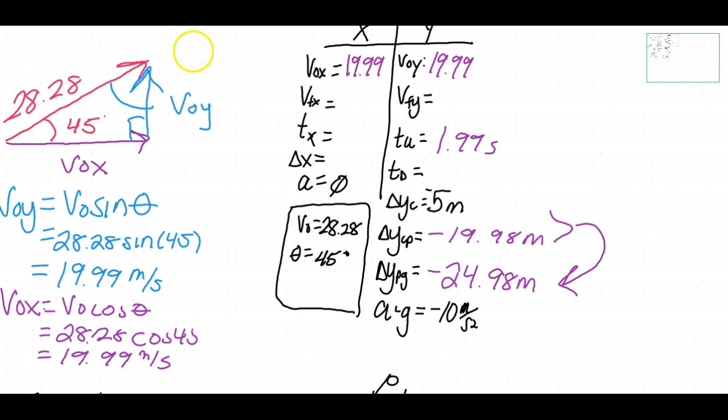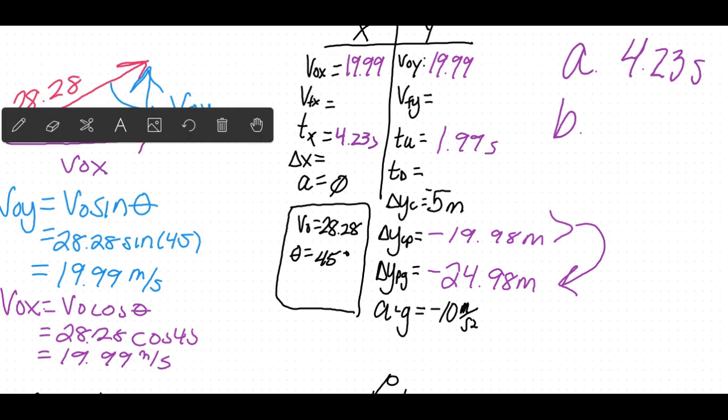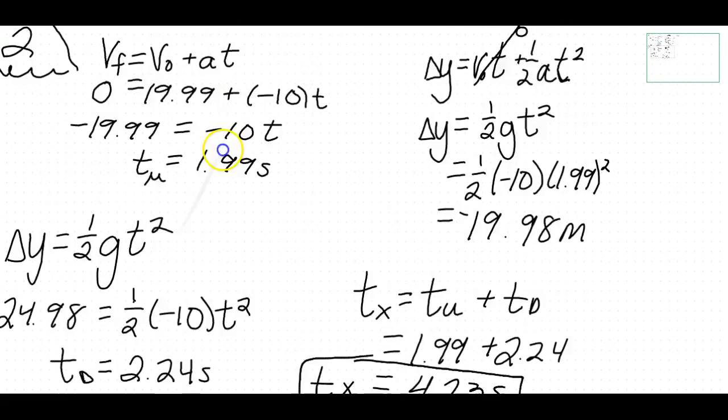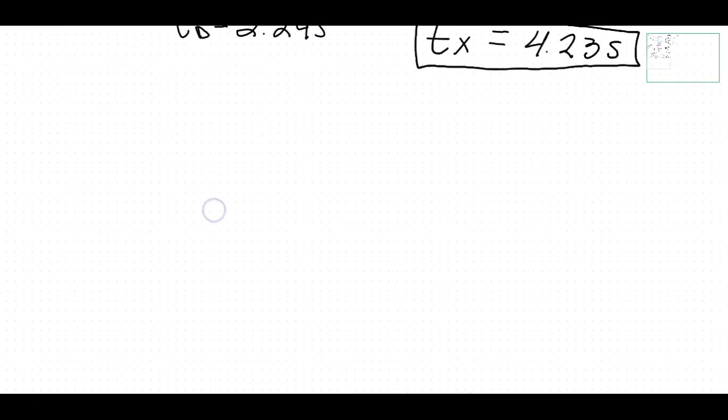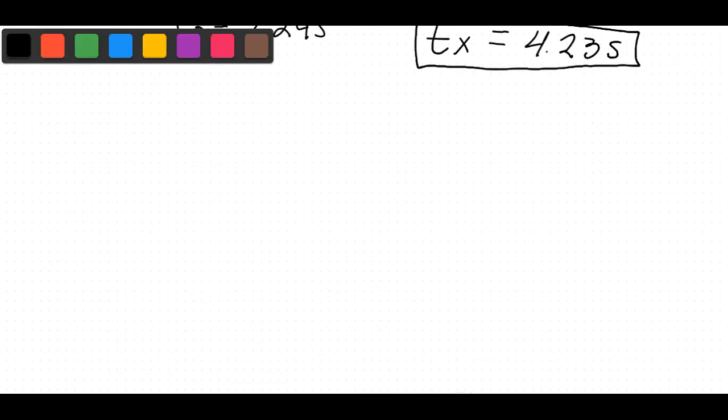Right, because that's the answer to time X, as well as part A for the problem, we're good to go. All right, now part B is asking for the range. Range is the delta X value, and there's really only one formula we can ever use in the X direction, because there is no acceleration in the X direction.